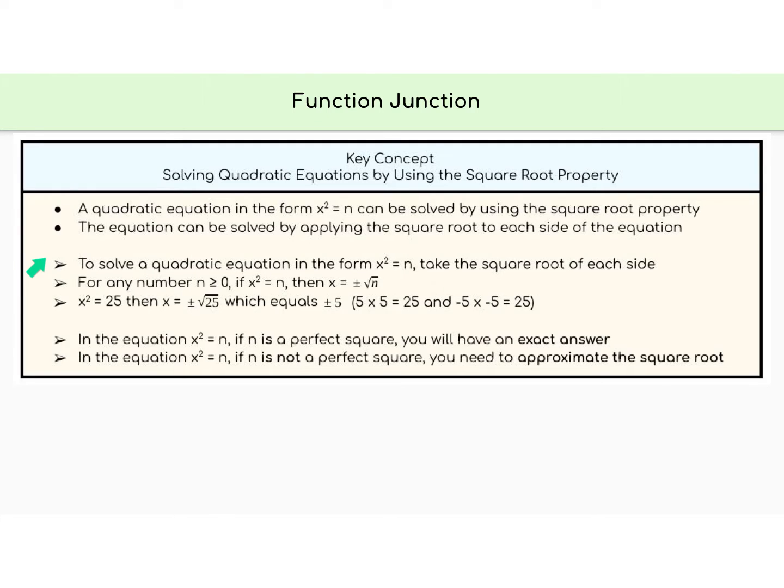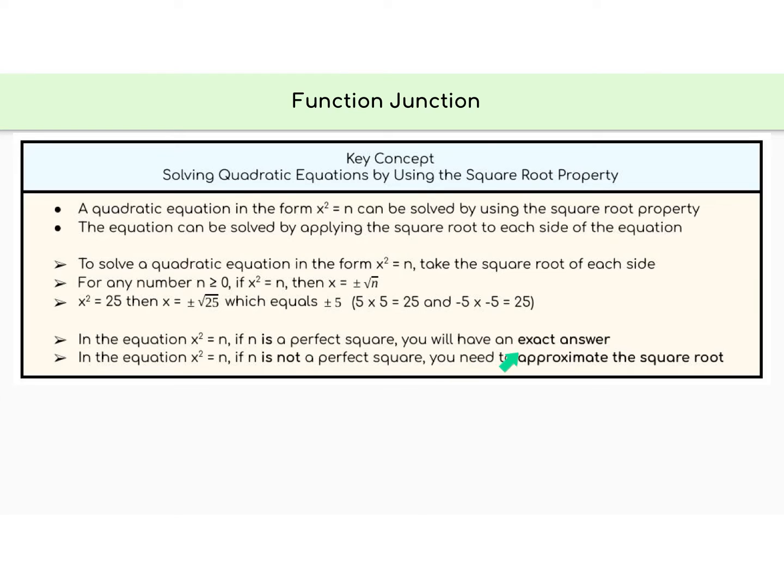To solve a quadratic equation in the form x squared equals n, we want to take the square root of each side of the equation. So for example, x squared equals 25. So then x is equal to positive or negative square root of 25, which equals positive or negative 5. So if we had the square root of 25, one answer could be positive 5, because 5 times 5 is equal to 25. Another could be -5, because -5 times -5 equals positive 25.